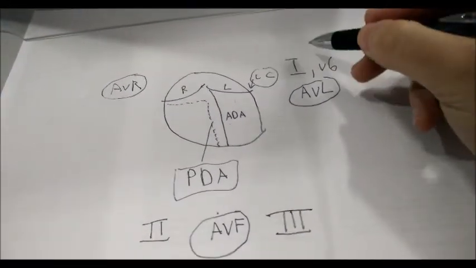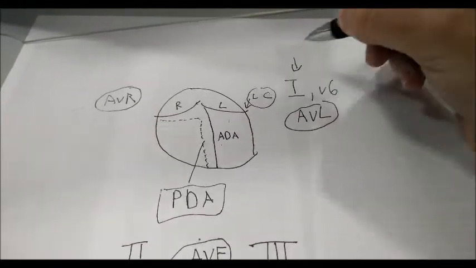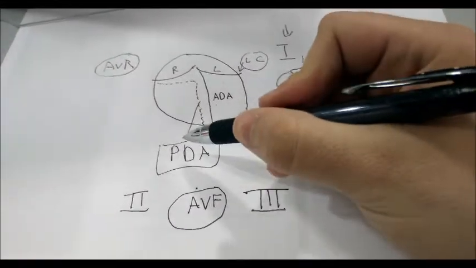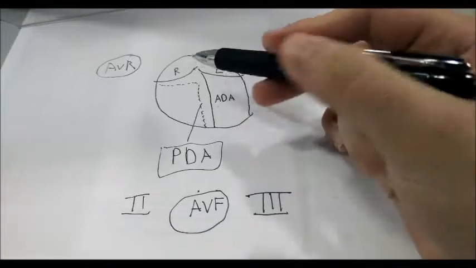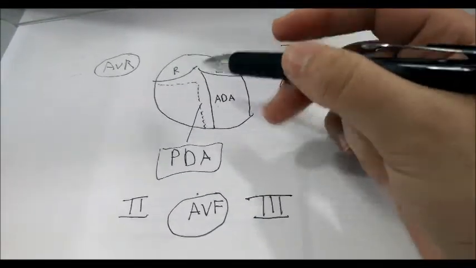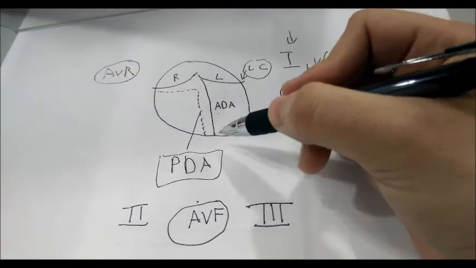Now, if I have pathology, or if I have a problem with these leads right here, that means I have a problem with the left coronary artery. If I have a problem with leads 2, 3, and AVF, I'm looking at a problem with the posterior descending artery, which in 80% of individuals comes from the right coronary artery, which gives rise to the PDA.